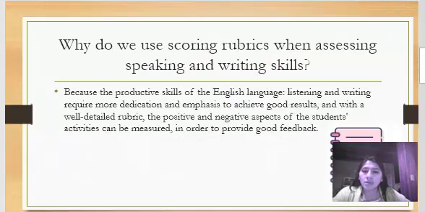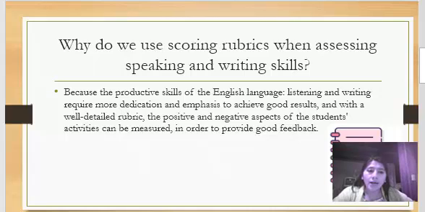I have two questions. The first question is, why do we use scoring rubrics when assessing speaking and writing skills? In the teaching of the English language, we have two categories of abilities. We have the passive linguistic abilities, that are those that do not force the students to produce the language actively, which are reading and listening.